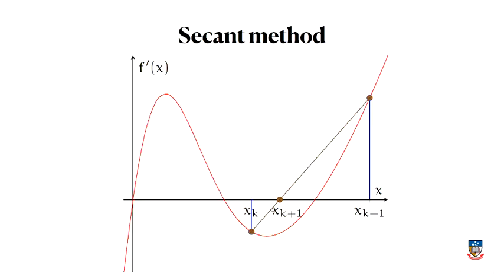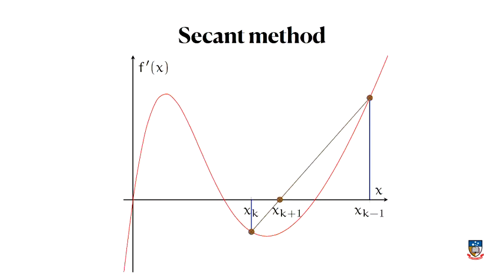Then I take xk and xk plus 1, approximate the slope of the line between those two points, and keep doing this process again and again and again. So it's really Newton's method, just where I'm approximating the second derivative.